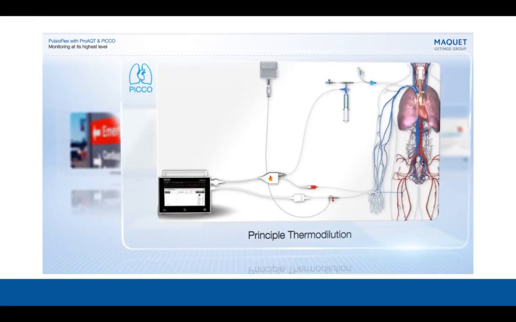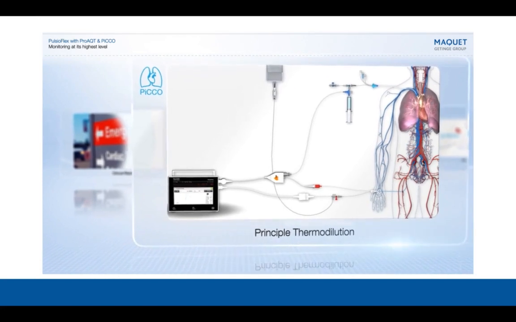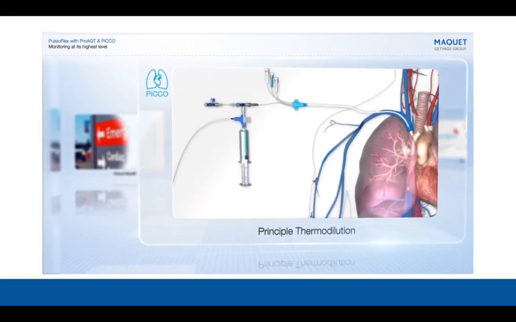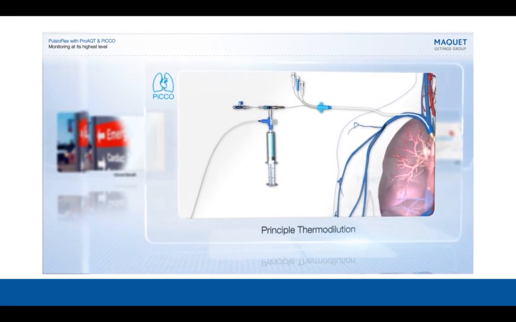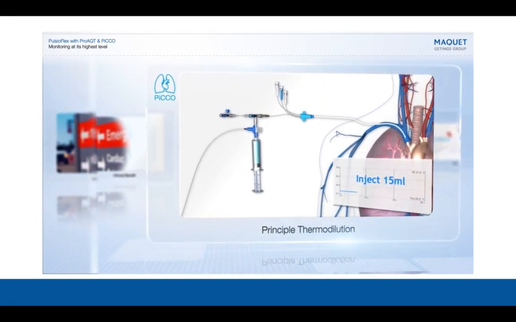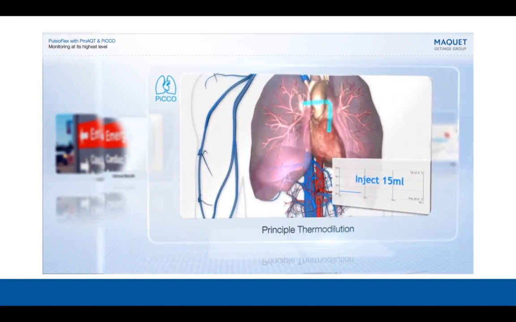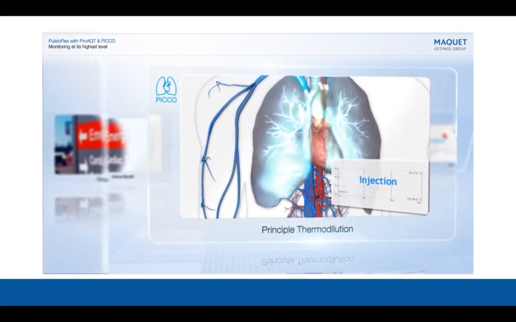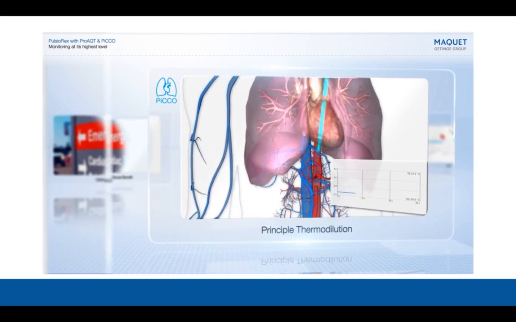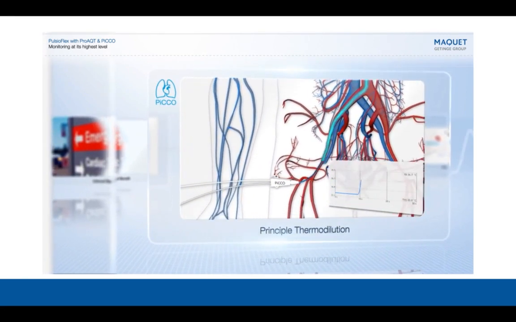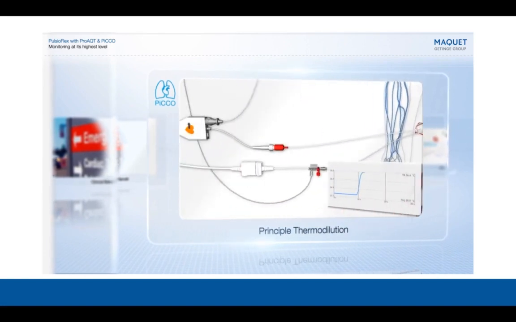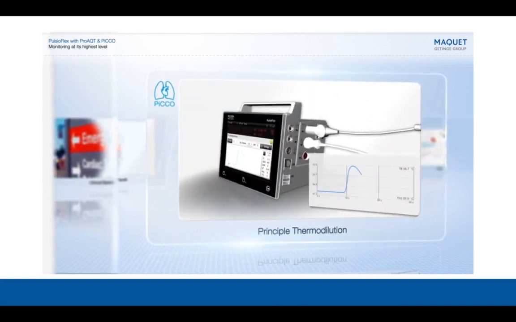For the transpulmonary thermodilution, pre-cooled saline is injected into the central venous catheter. The temperature and the starting time are recognized by the PulsioFlex monitor. The indicator passes the right heart, the lungs, the left heart, and finally the PiCCO catheter, which allows, because of an integrated sensor, a specific temperature curve to be recorded.